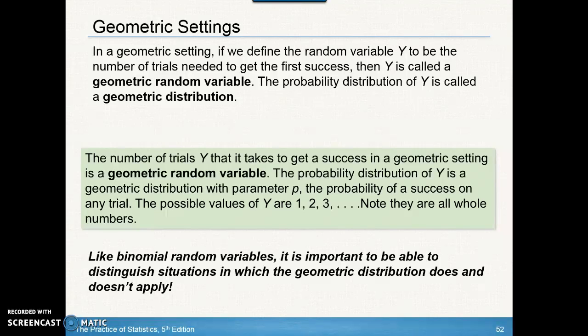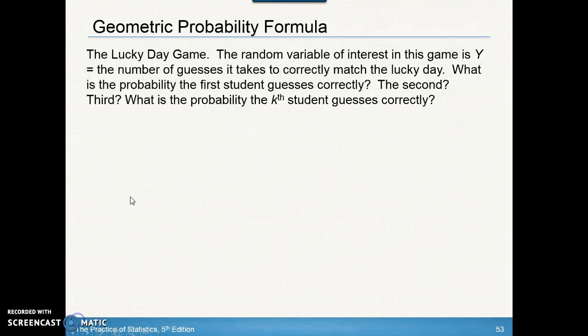It's really important, as you're reading these questions, to distinguish between situations in which you have the geometric distribution and situations in which you have the binomial distribution. Okay, so let's look at an example of the geometric probability formula.